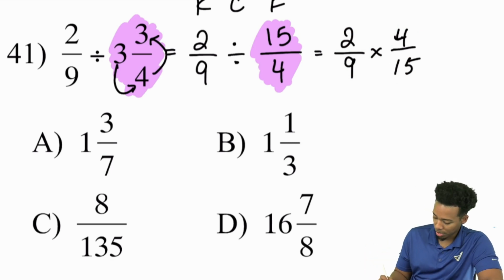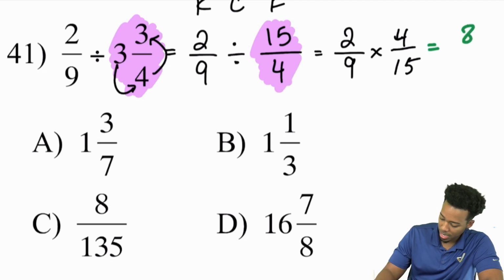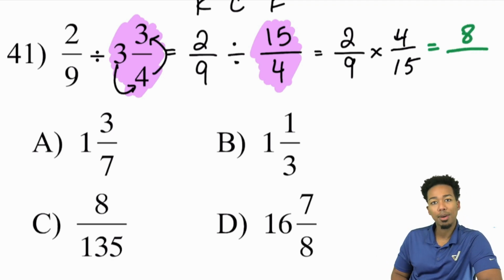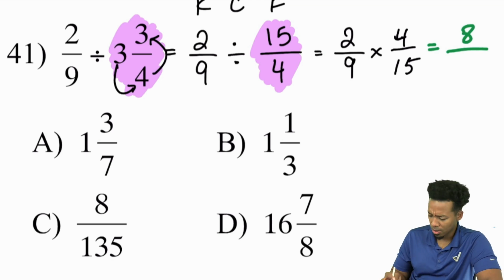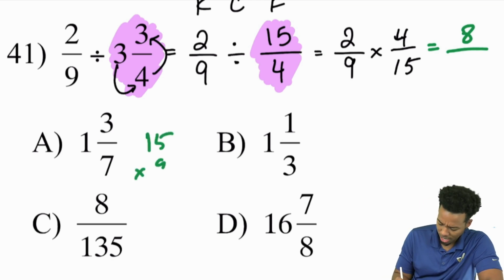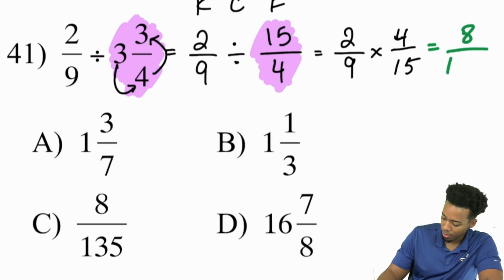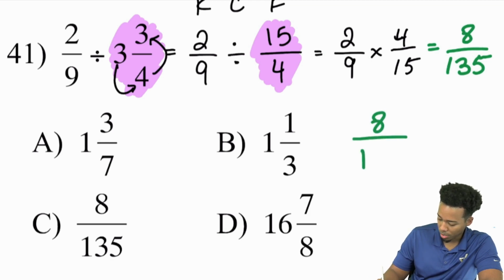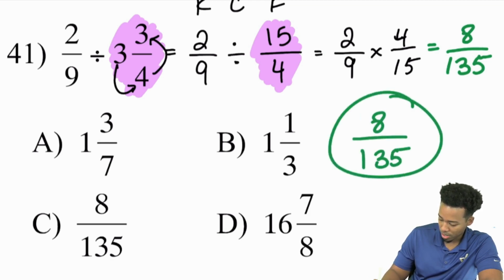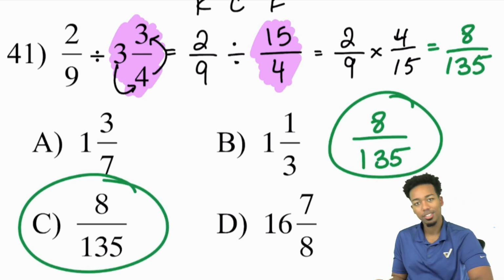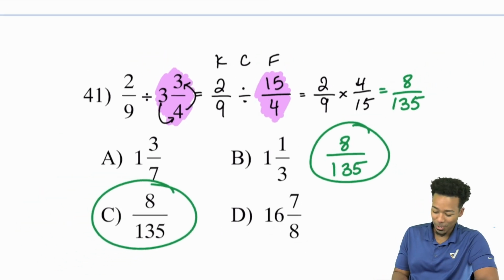So 2 multiplied by 4, that's going to give me 8. 9 multiplied by 15, that's going to give me 135. You can use mental math there, or you can go ahead and just do 15 times 9, write it all out. Either way. But the answer there is going to be 135. So our final answer here is 8 over 135, and we are good. Booyah. Now let's go ahead and do another one here with a mixed number.